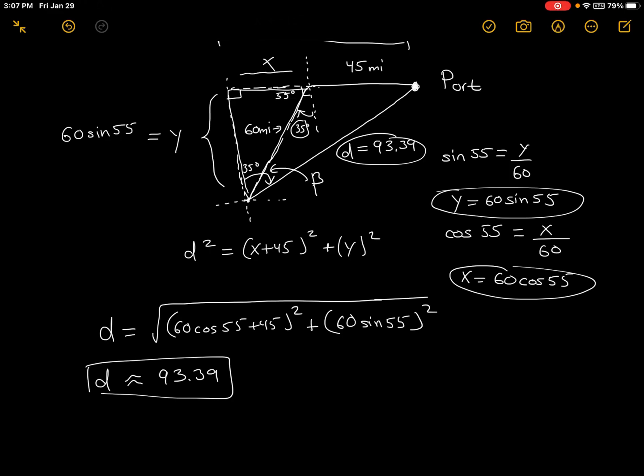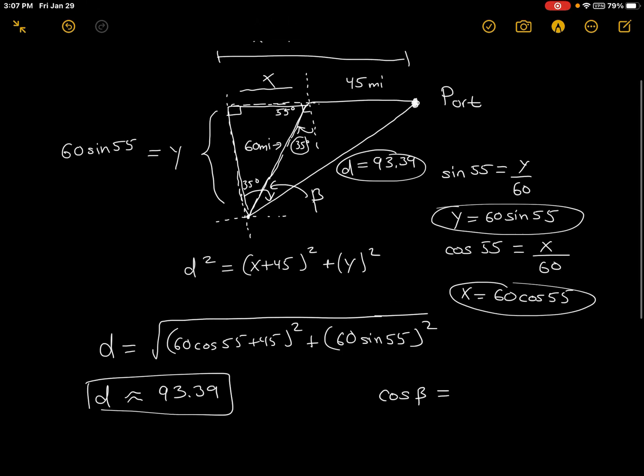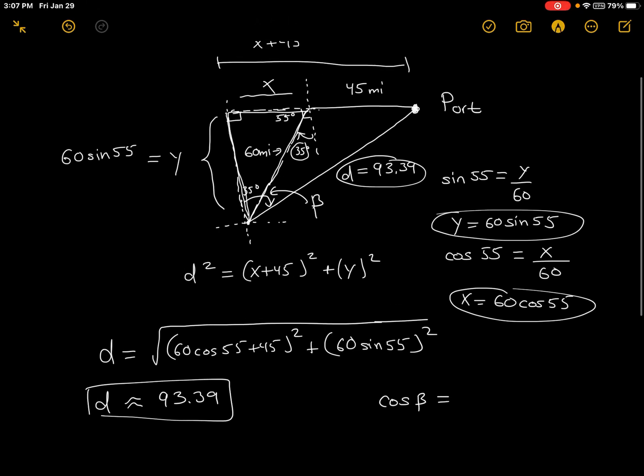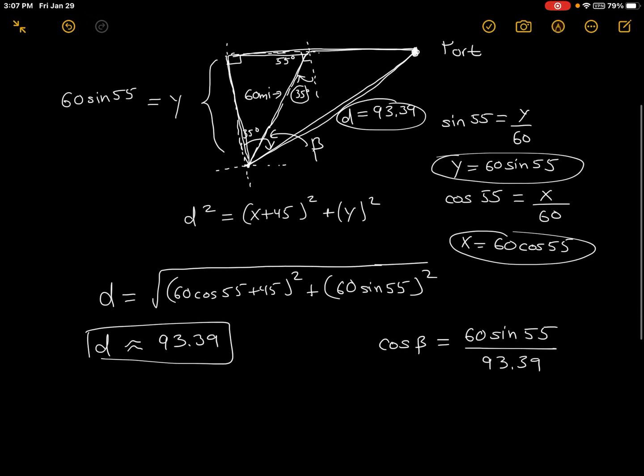And so what I think I wrote in class was cosine of beta. Again, focus on the big right triangle, the big one. If I can highlight it here with you. Cosine of beta is adjacent over hypotenuse. And the adjacent side is 60 sine 55. And the hypotenuse is not 60. The hypotenuse is 93.39. That's what I think I miswrote in class. So just focus on this. And then if you take the cosine inverse of this, you will get the correct answer.